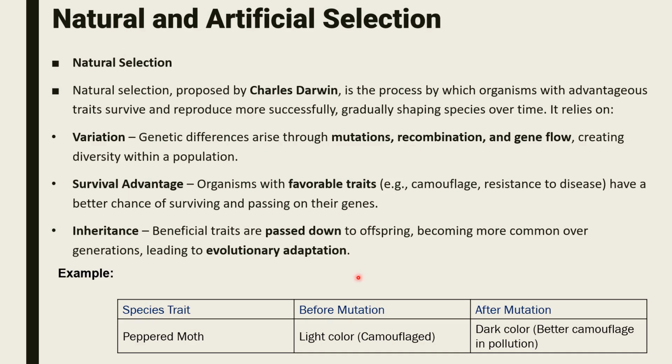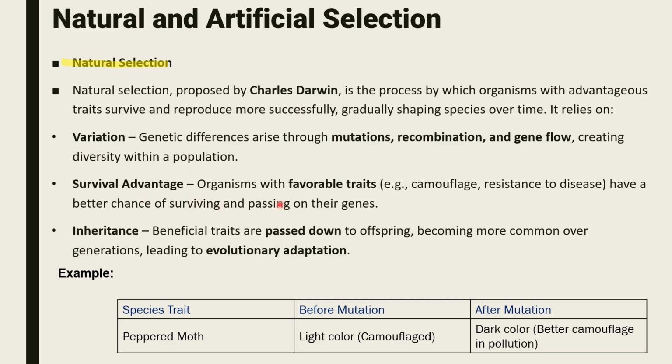Natural and artificial selection. Natural selection, proposed by Charles Darwin, is the process by which organisms with advantageous traits survive and reproduce more successfully, gradually shaping species over time. It relies on variation. Genetic differences arise through mutation, recombination, and gene flow, creating diversity within a population.